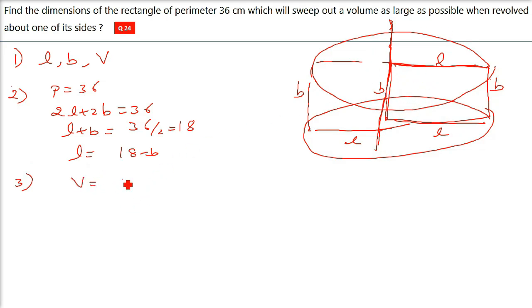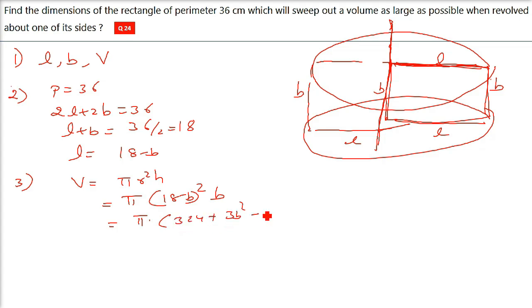Volume is what? Pi r square h is the volume of the right circular cylinder. This is your L, so this is pi r square h, 18 minus b whole square into h. H is what? B. When we differentiate it, dv by db, you can do it by multiplying b inside 18 minus b whole square. You can open it and multiply it inside, and then differentiate. So when you multiply 18 minus b whole square into b, you will get this expression.